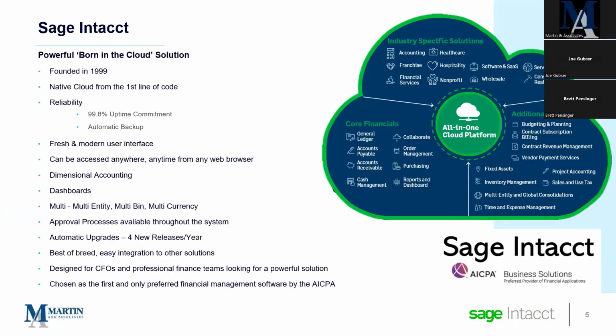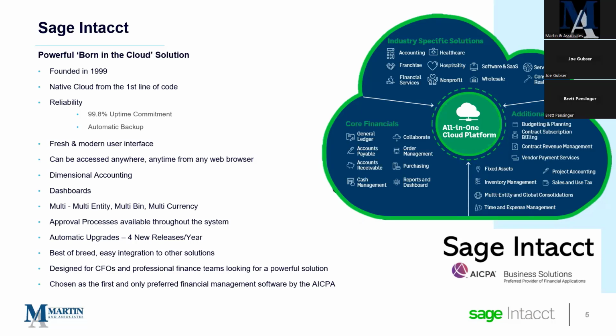So let's talk about Sage Intacct briefly. Sage Intacct is a born-in-the-cloud solution. It was founded in 1999, and it is a native cloud product from day one, from the very first line of code that was written. Basically, what that means is you don't have a server sitting locally in your office with your ERP system installed on it, or have to pay for hosting to host your ERP system somewhere. It is a SaaS-based product. It's all hosted online. It's part of your subscription automatically.